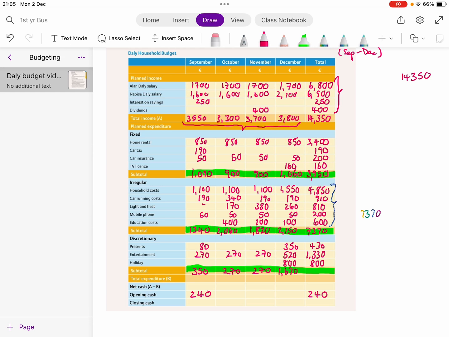When I add now, girls, I'm going to do my checks again. So I think my figure is going to be 2,560. I've added across, that gave me 2,560. And when I add down, I add my 430, my 1,330 and my €800, and I end up with 2,560. Okay.